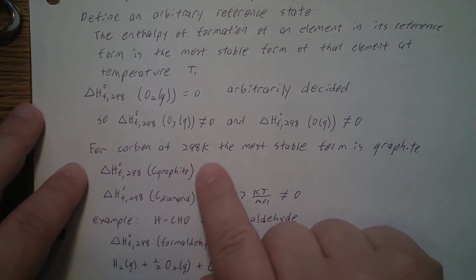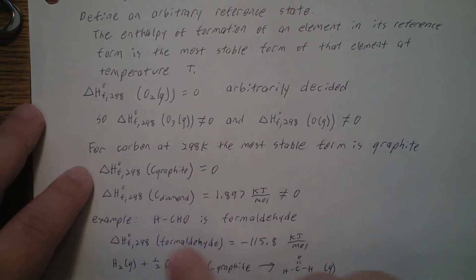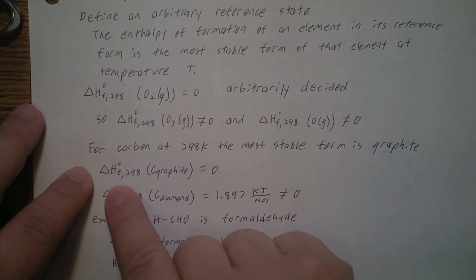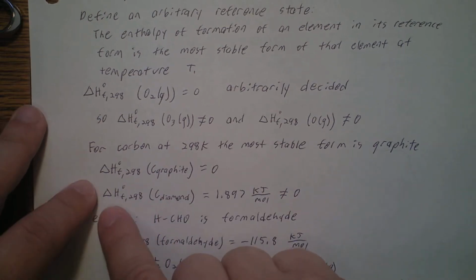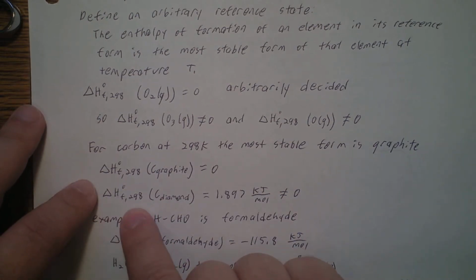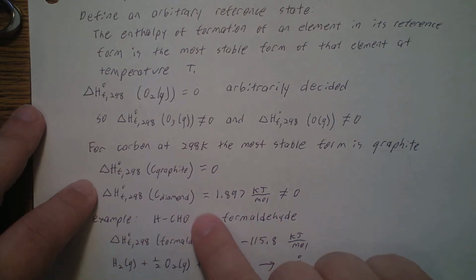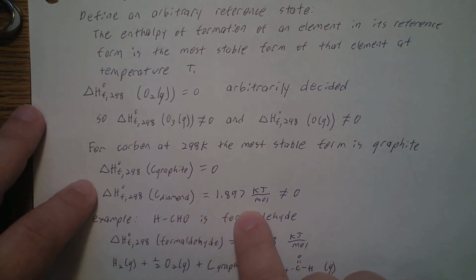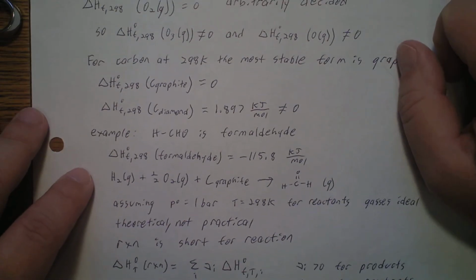Now for carbon at 298 kelvins, the most stable form is graphite. So that means the standard enthalpy of formation at 298 kelvins for carbon in the graphite form is equal to 0. But the standard enthalpy of formation at 298 kelvins of carbon in the diamond form is going to be different. It's 1.897 kilojoules per mole, which is obviously not equal to 0.